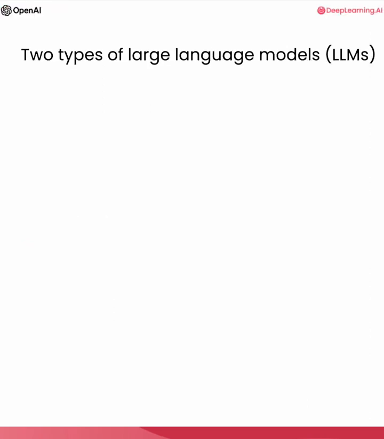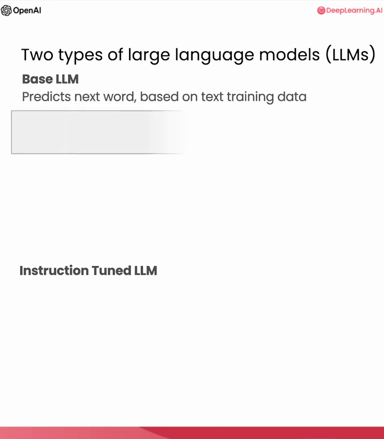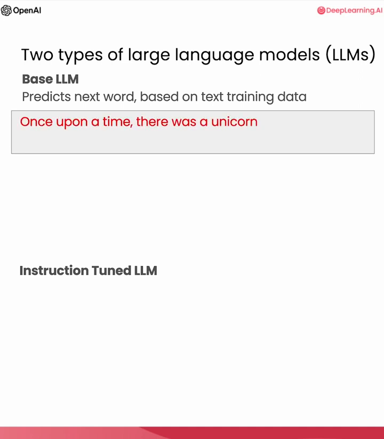So today, there are broadly two major types of large language models. The first is a base LLM, and the second, which is what is increasingly used, is the instruction-tuned LLM. The base LLM repeatedly predicts the next word based on text training data. So if I give it a prompt, "Once upon a time there was a unicorn," then it may, by repeatedly predicting one word at a time, come up with a completion that tells a story about a unicorn living in a magical forest with all unicorn friends.